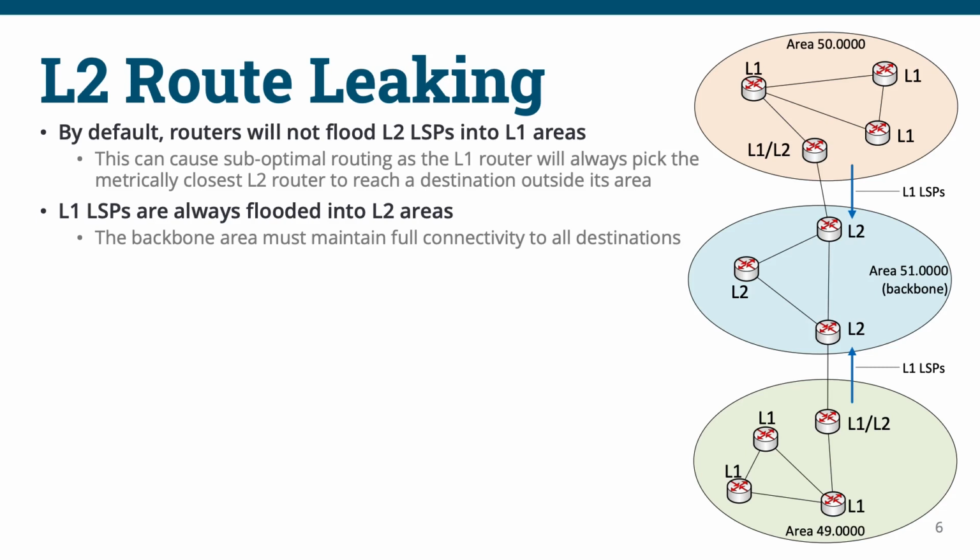This reaffirms the concept of the Level 2 routers being backbone routers, as they maintain an LSDB which contains all LSPs for all Level 1 areas by default.